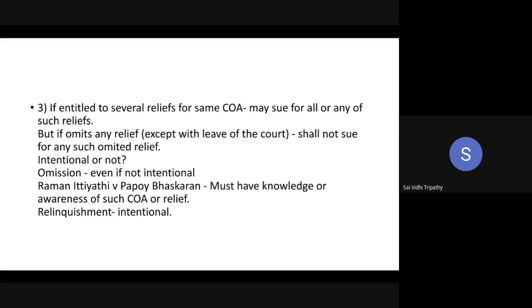But if there is knowledge of that cause of action or relief, whatever its existence is in his knowledge, and he has omitted to do so or relinquished it, then he will not be allowed later to file for the same relief.